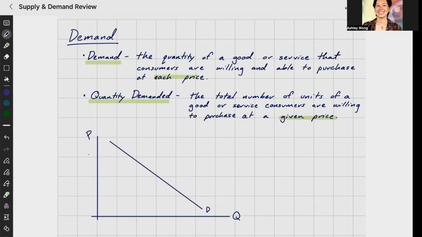So let's say the price was up here at $7, then our quantity demanded would be given to us by this point. So let's say that's maybe 4 units. Whereas if our price was down here at, let's say, $5, our quantity demanded would be here at, let's say, 6 units. So the difference is that quantity demanded is the amount that consumers want to buy at a specific price, while demand is just telling us the quantity that consumers want at any price, at each possible price.